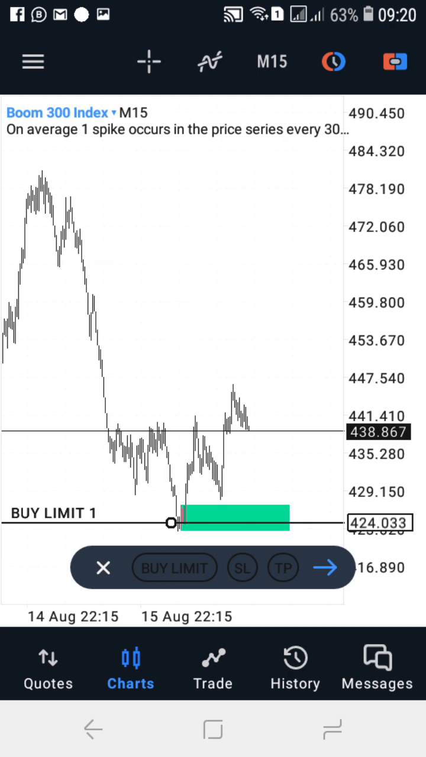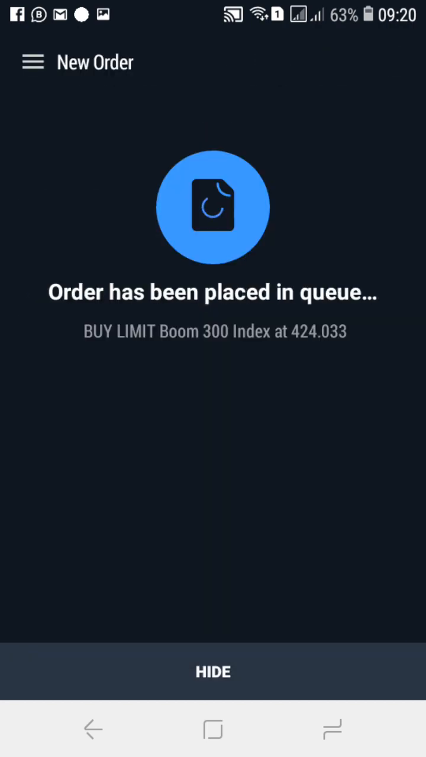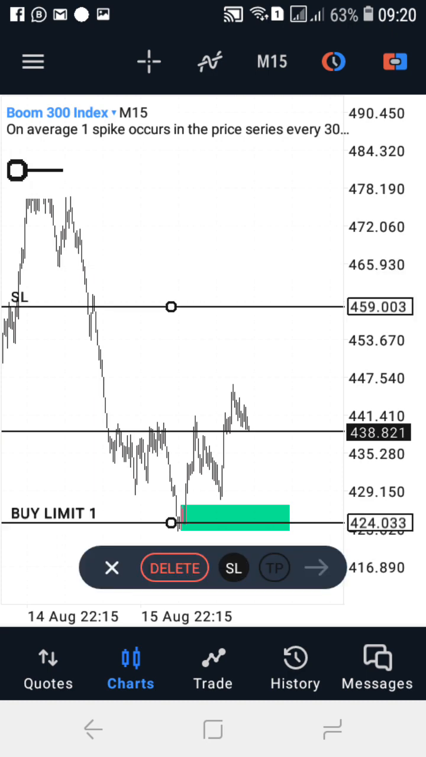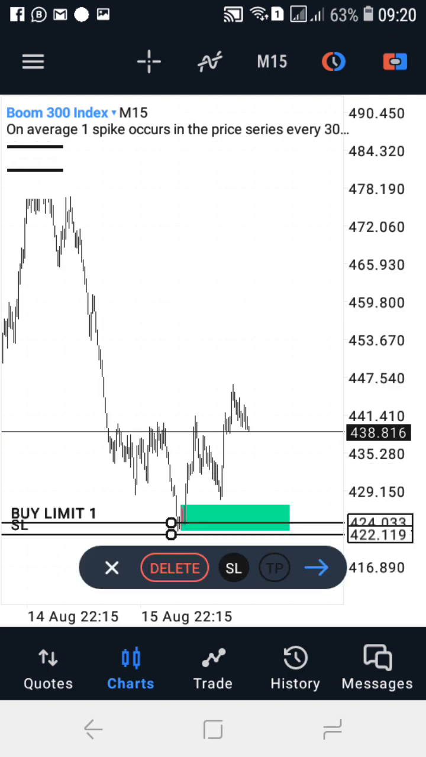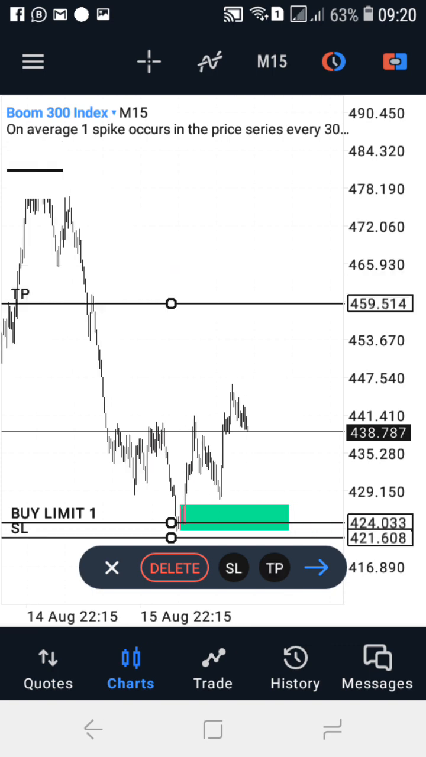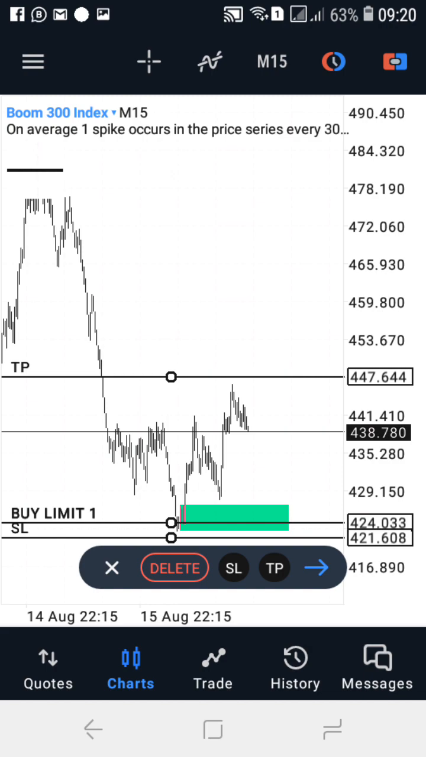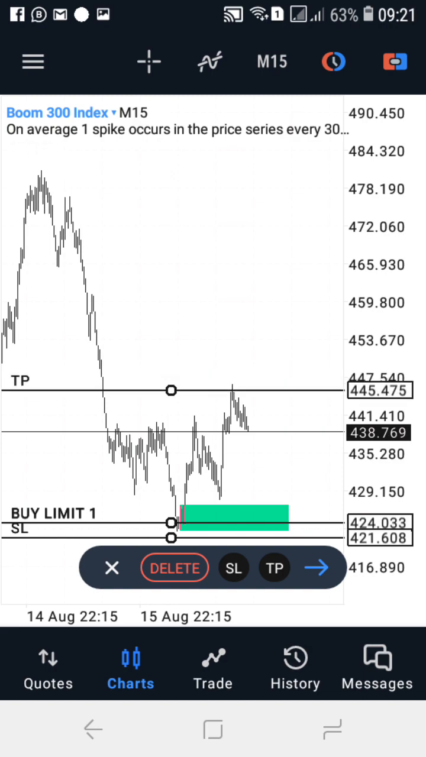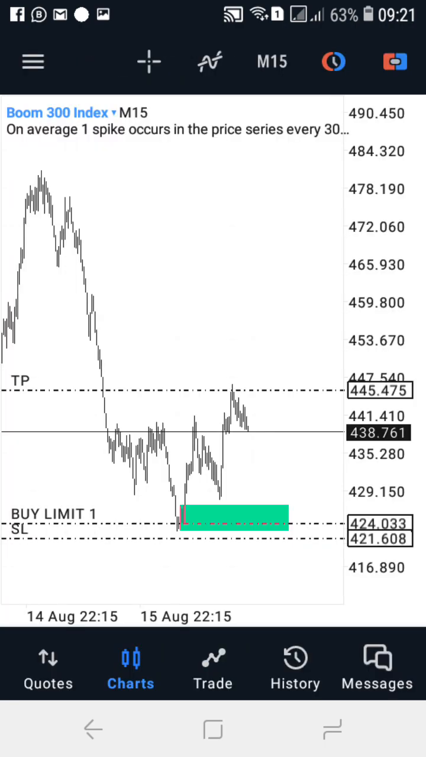So, here I have this nice supply zone. I'm going to have my buy limit here, like that. And then if our price comes to this area, it's going to trigger a buy entry again. So I'll put my stop loss like this and give it space to breathe. My TP on the opposing high, which is this one, again, like there.